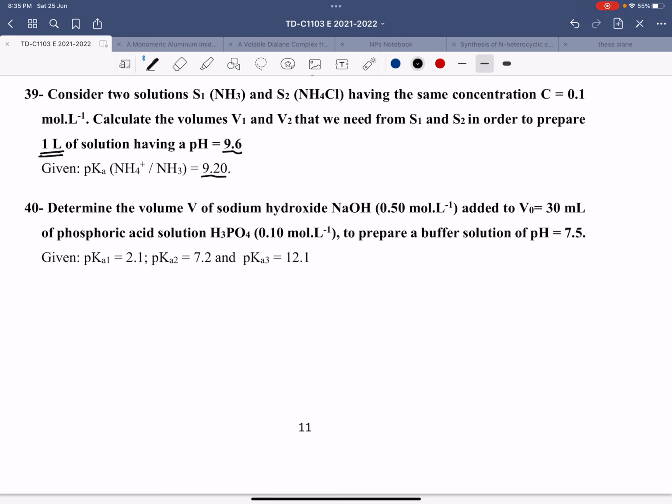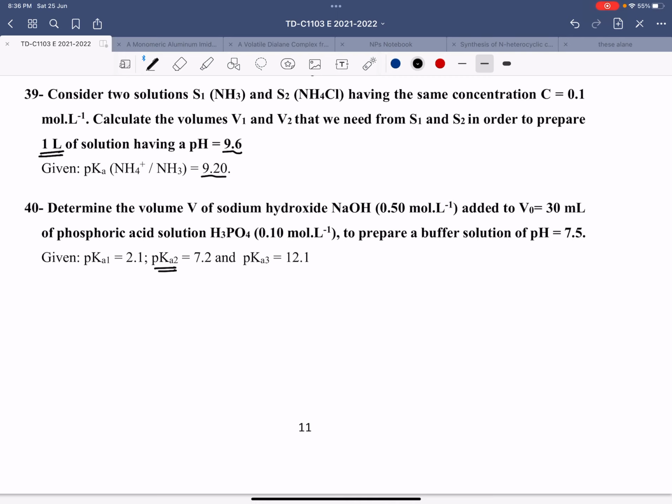In 40, determine the volume V of sodium hydroxide added to 30 milliliters of phosphoric acid to prepare a buffer solution of pH equals 7.5. pH equals 7.5 means you are closer to the couple of pKa2. Basically, the predominant species are HPO4 2 minus and H2PO4 minus.